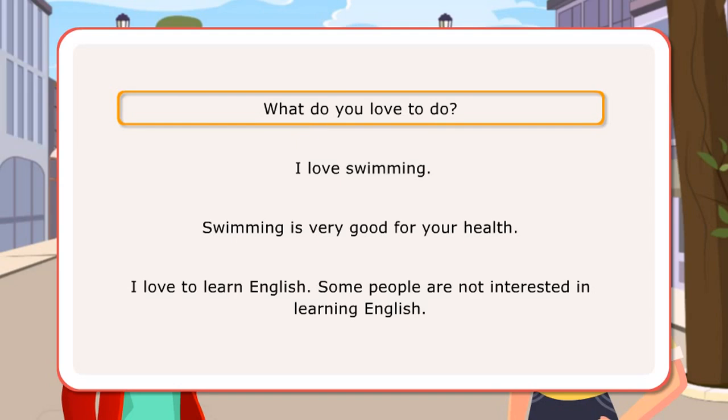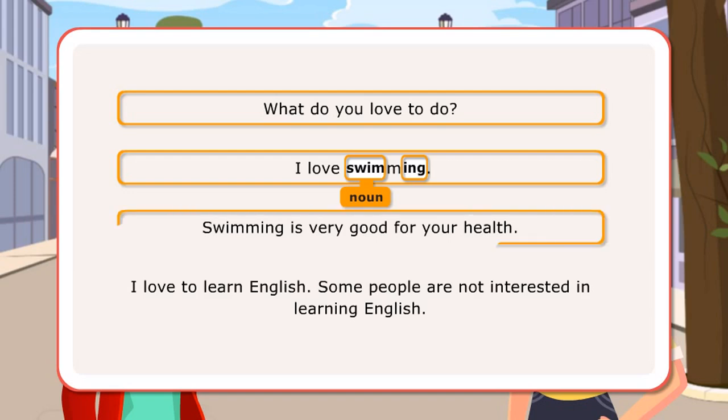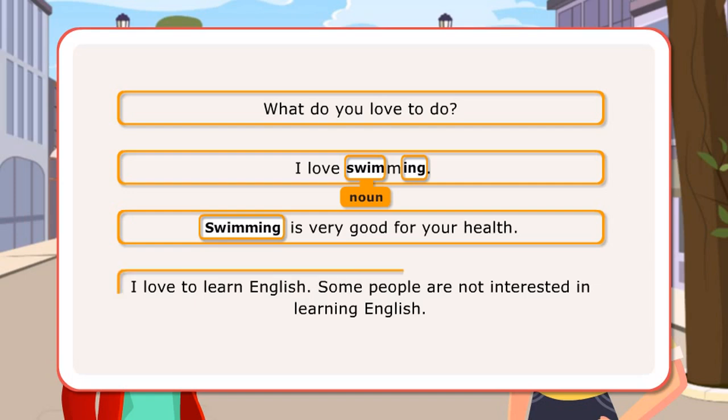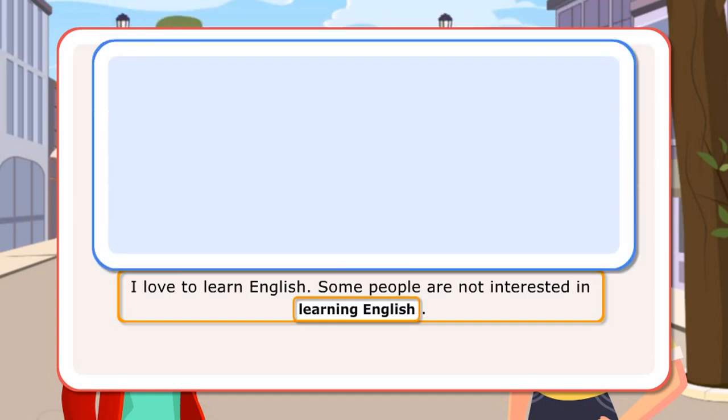In the first sentence, the verb form used is infinitive. In the second sentence, the ing form of the verb swim is used like a noun, the object of the verb. In the third sentence, the word swimming plays the role of a noun and hence is called a gerund. In the fourth sentence, to learn is an infinitive and learning English is the object of a preposition.